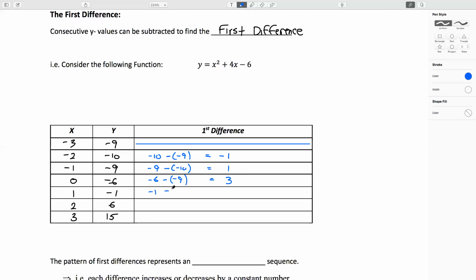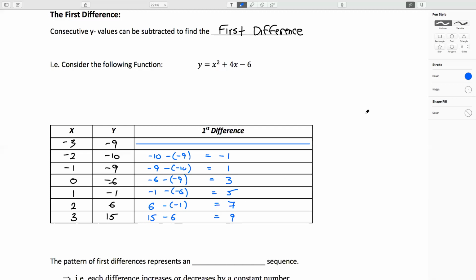Minus 6 minus negative 9 is our next first difference, which is like negative 6 plus 9, which is a first difference of 3. Minus 1 minus negative 6 gets us a first difference of 5. 6 minus negative 1 gets us a first difference of 7. And 15 minus 6 gets us a first difference of 9.